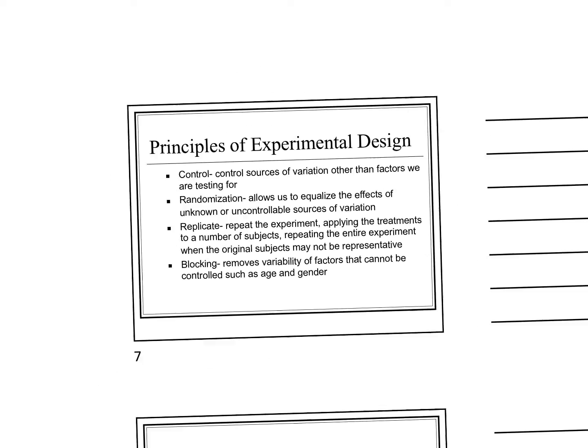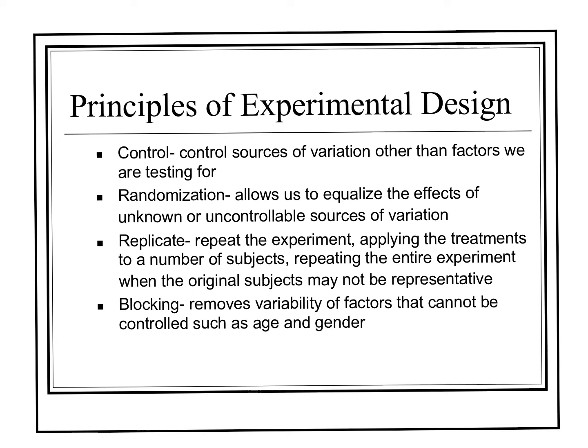We talked about the four. Hold on. So our 4 principles of experimental design are control. We control as many sources of variation other than the factors we are testing for. We need to randomize, which is going to allow us to equalize the effects for unknown or uncontrollable sources of variation. We can control our tolerance to caffeine. We couldn't control how much sugar we ate last night, how much sleep we got last night. Those are things that we realistically could not control for our experiment.